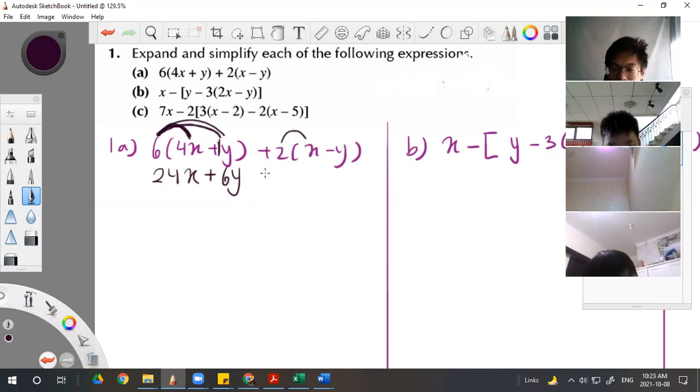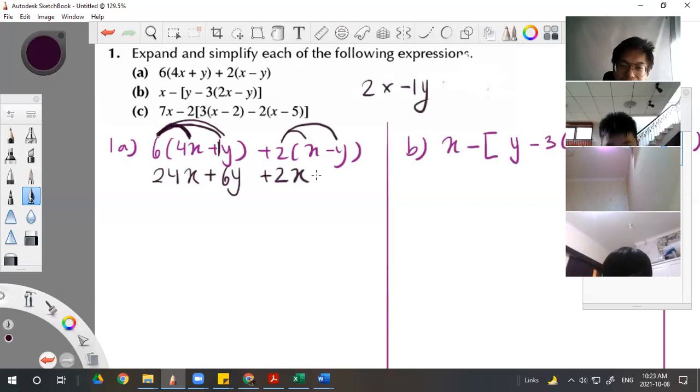2 times x, 2x. 2x, nice. 2 times minus y. Lihat di sini aja. 2 times negative 1 berapa, Nicholas? 2. Tapi kasih negatif jangan lupa ya. Oke? Ngerti nggak, Nicholas? Oke, next. Habisin. Ini masih belum selesai.